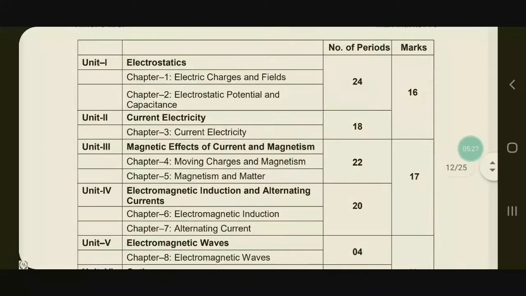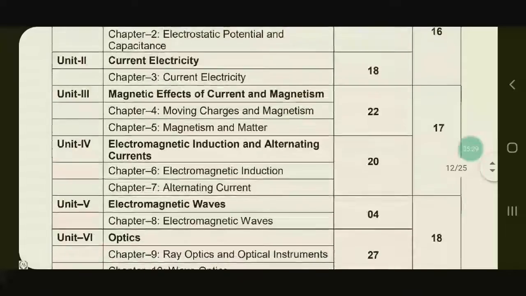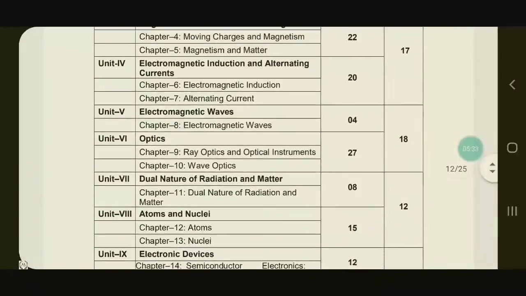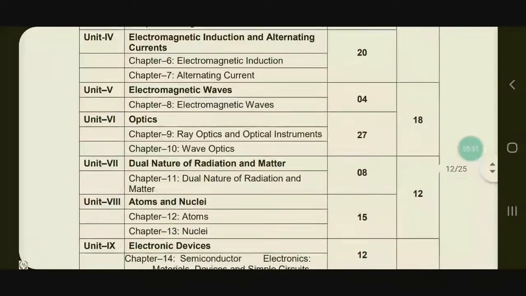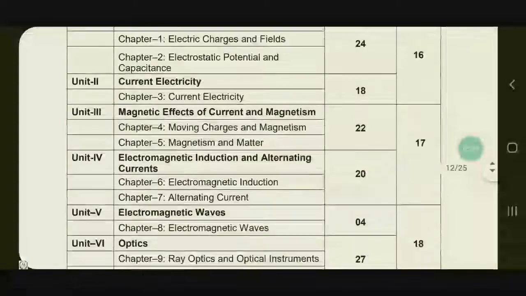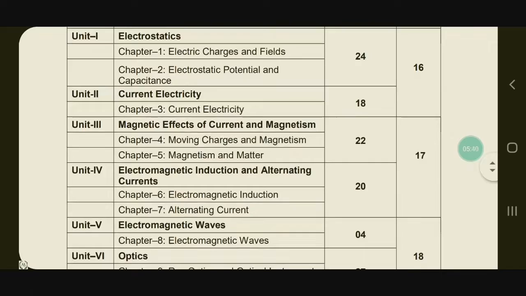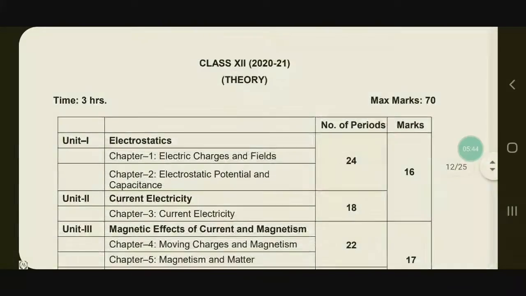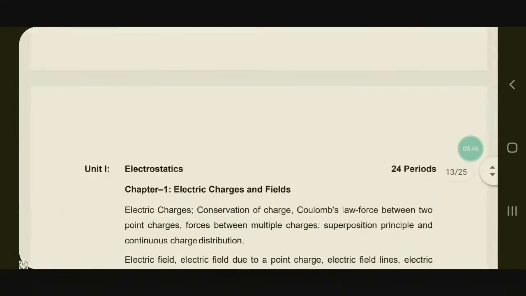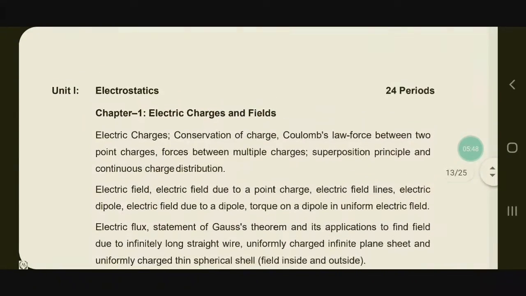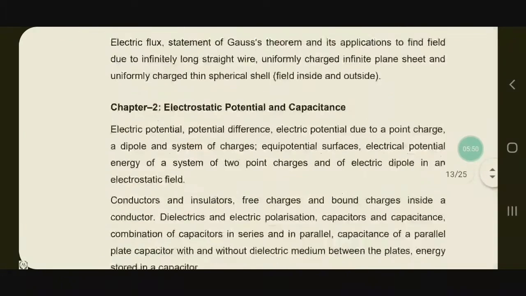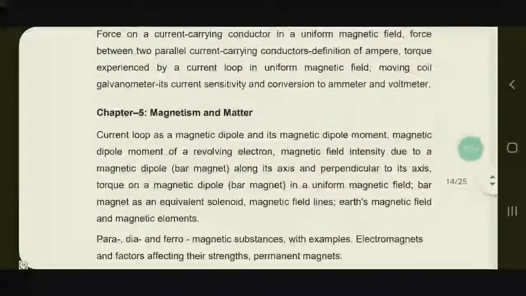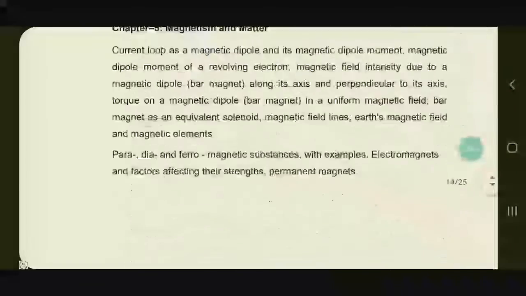Each unit has its share of marks. The highest marks are for optics, as usual as per last year, and then the second is electrostatics. They are highly weighted units. Now the individual units have different topics. The segregated syllabus is also given by CBSE for you.